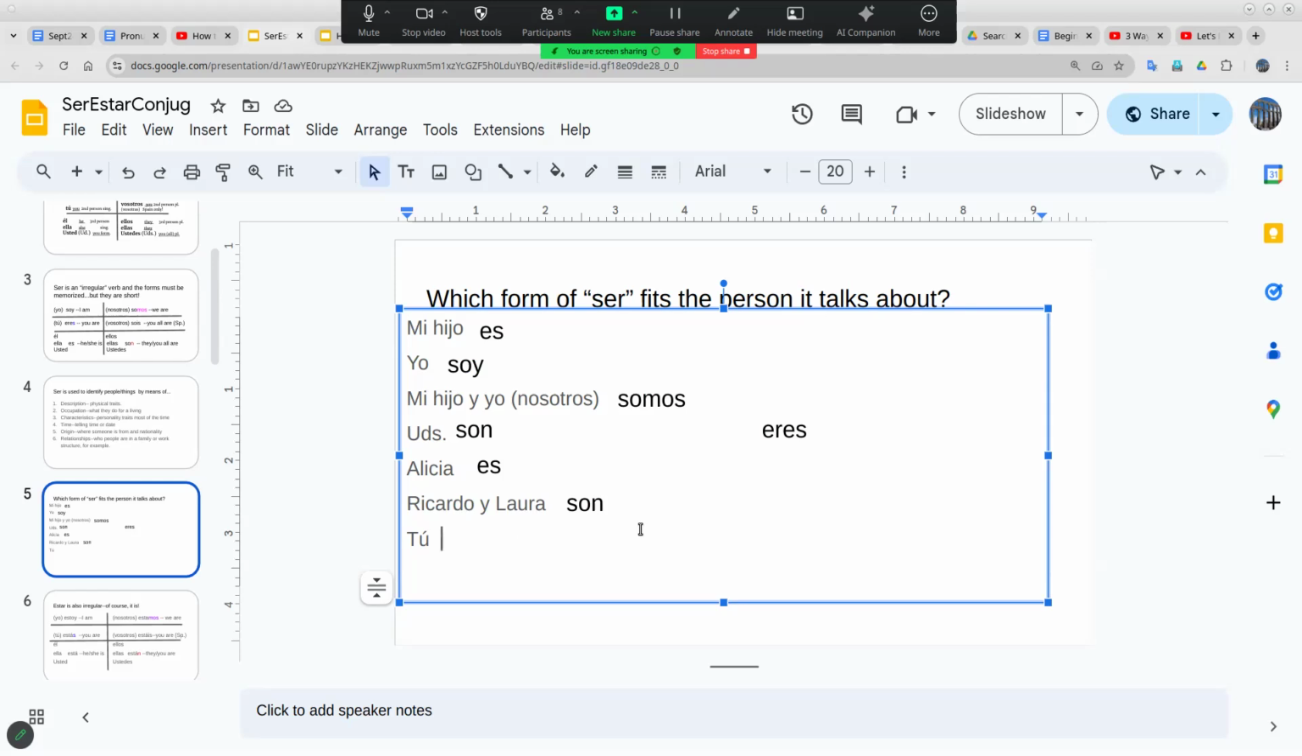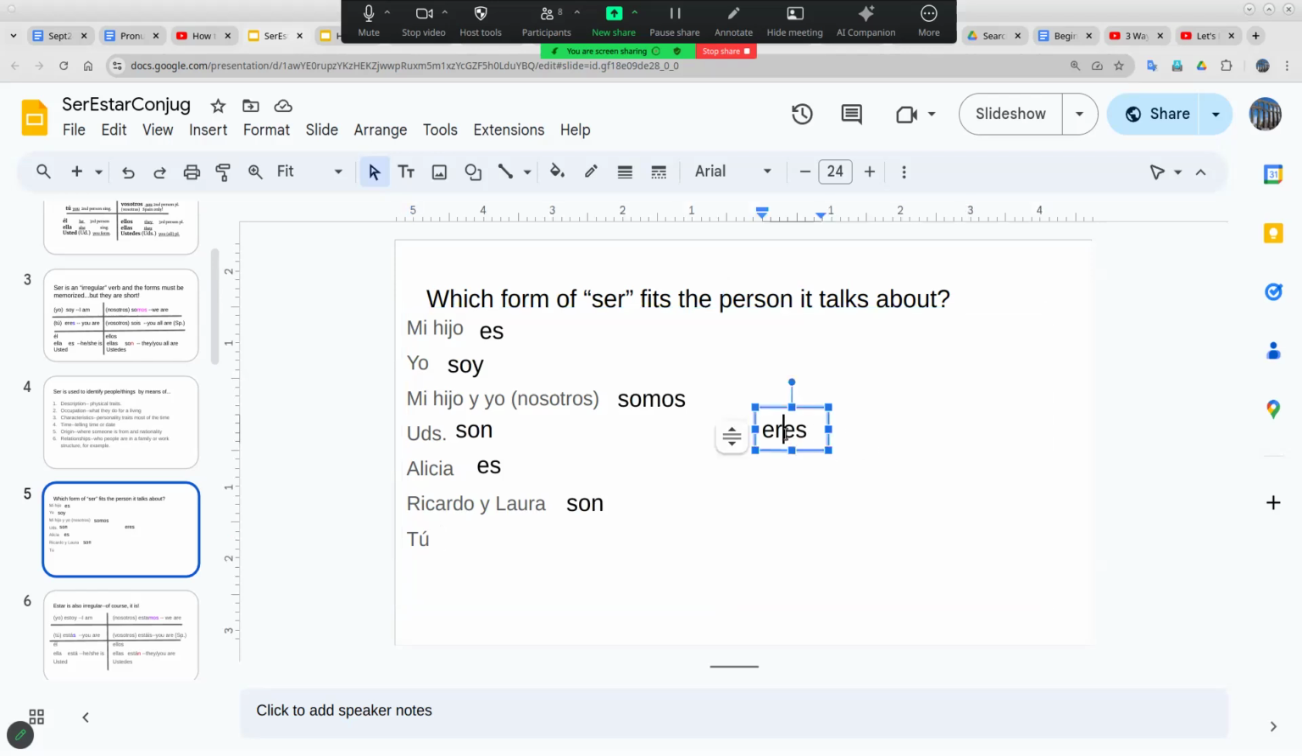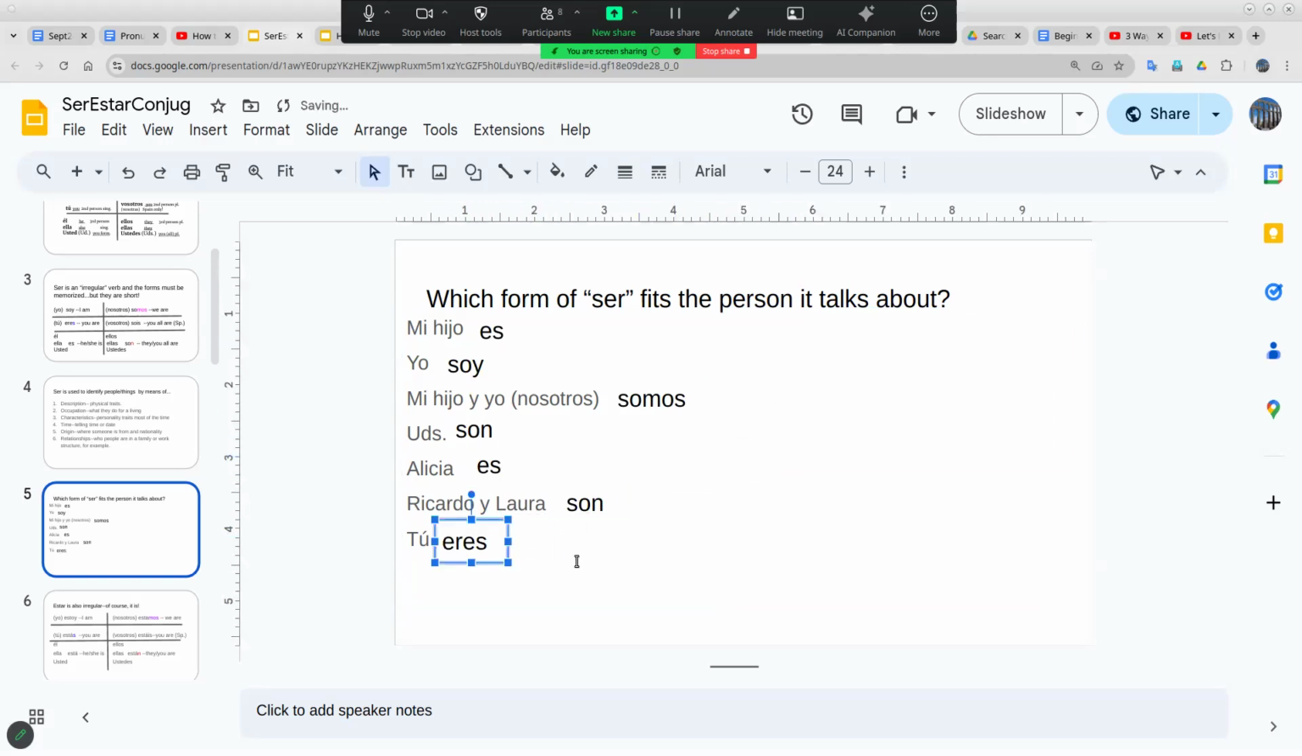So the only thing I can match up with tú to say is eres. Yeah, that's the only one we got left. Tú eres. And most people will drop the word tú because the only thing it can possibly match up with is eres. So they say eres alone. Eres. ¿Sí? Okay. Bien. Great. That is how they match up.